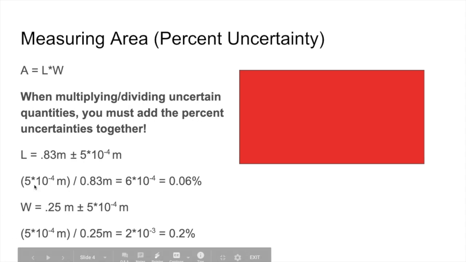As you can see in the calculations here, the absolute uncertainty is the same because it's coming from the same measurement device. But the percent uncertainty is different. Because my length is really long, the percent uncertainty is fairly small. And because my width is much shorter, the percent uncertainty ends up being quite a bit bigger.